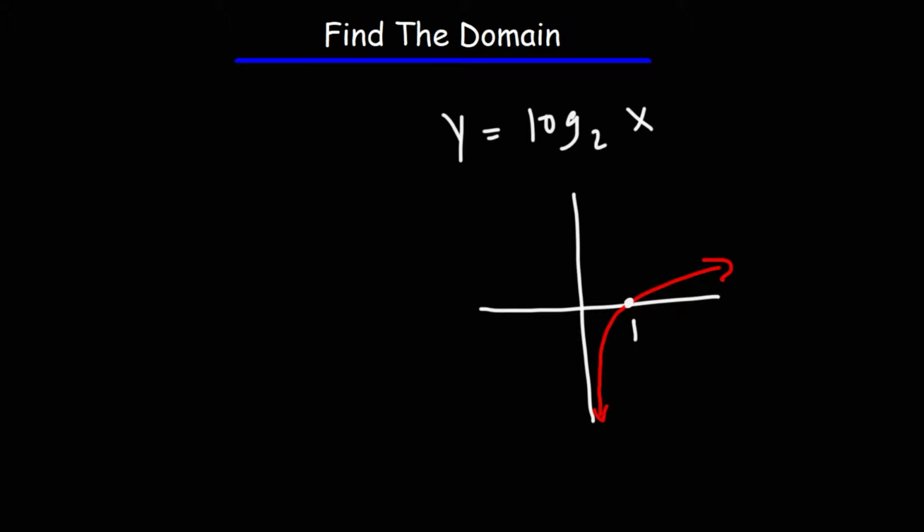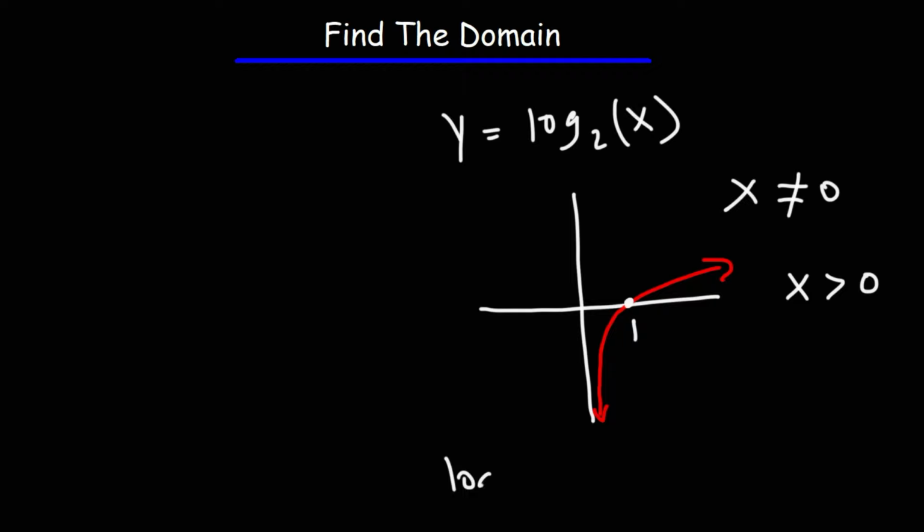Notice that this graph never touches the y-axis, nor is it on the left side of the y-axis. So what this means is that x cannot equal 0, nor can x be a negative value. x has to be greater than 0. So whatever is inside of the log function is always a positive value.